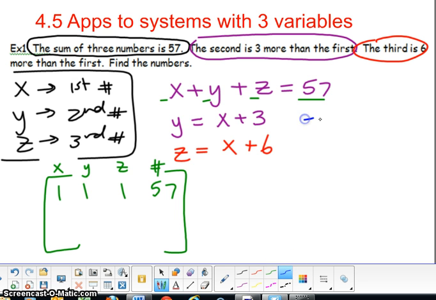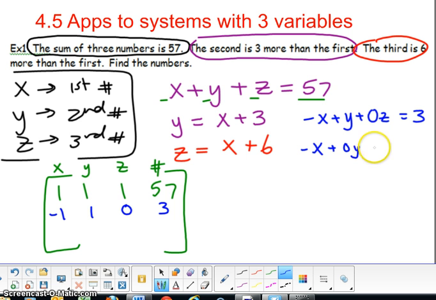As you can see in the second one, it's not quite all matched up. So we're going to have to move the x to the left, and then the y. There is no z, so we'll put a placeholder 0, and then equals 3. So that's creating a negative 1, 1, 0, and 3. Now for the next one, we need to get x over again, negative x, plus 0y plus 1z equals 6. And that in the matrix is negative 1, 0, 1, and 6. Okay, so go ahead and push pause and put that into the calculator.